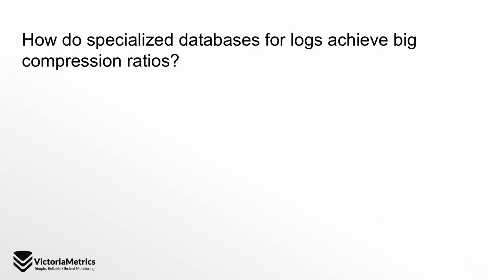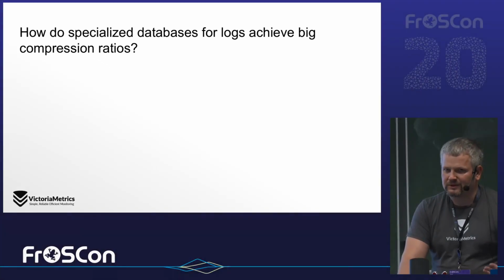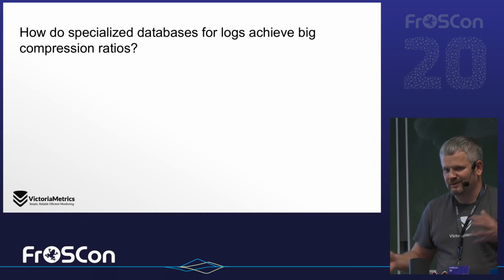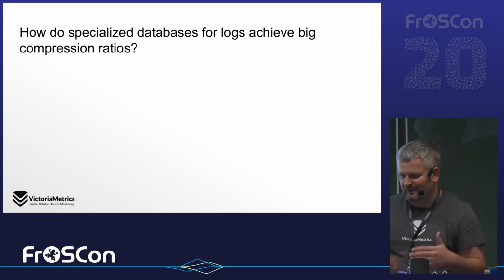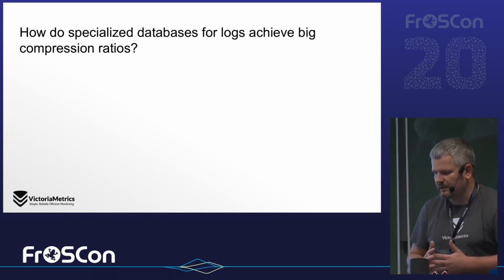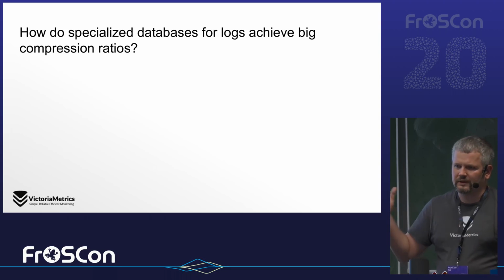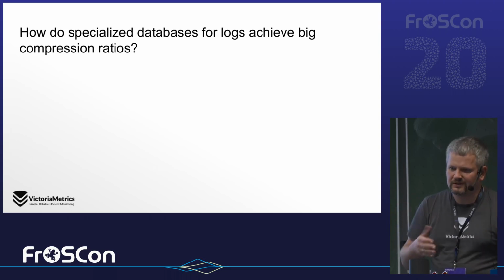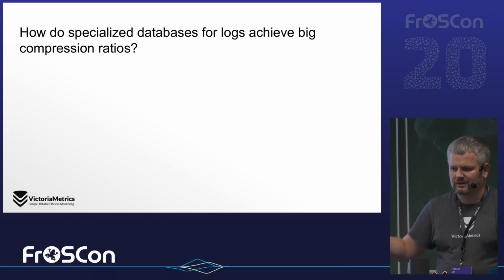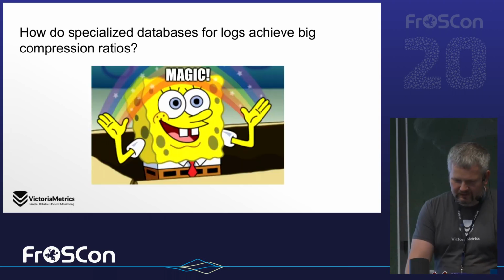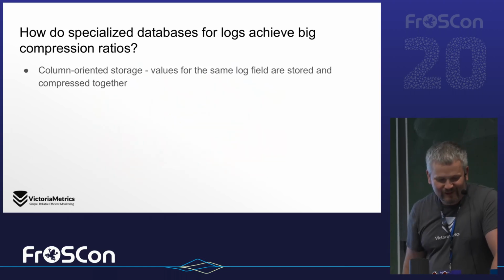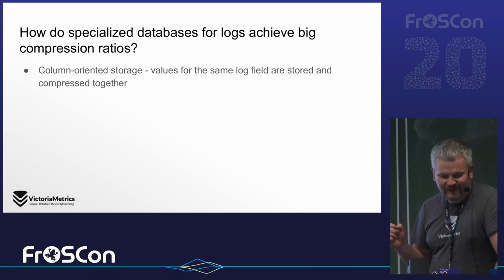And how can a specialized database for logs achieve such a high compression ratio for typical logs? Because if you try compressing typical logs without any transformations, you probably achieve 10x compression in the best case, especially if these are structured logs which contain many different fields, represented as JSON lines. It seems like magic for a specialized database, but in reality, it's simple.